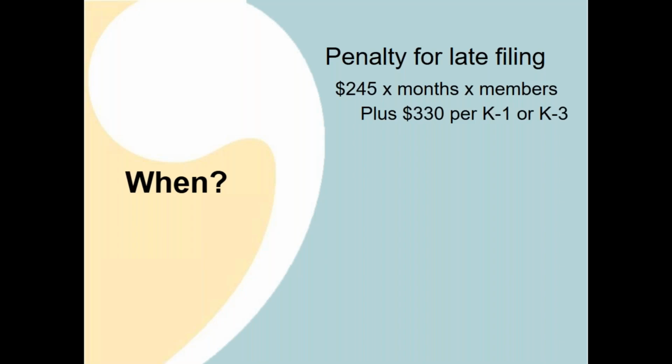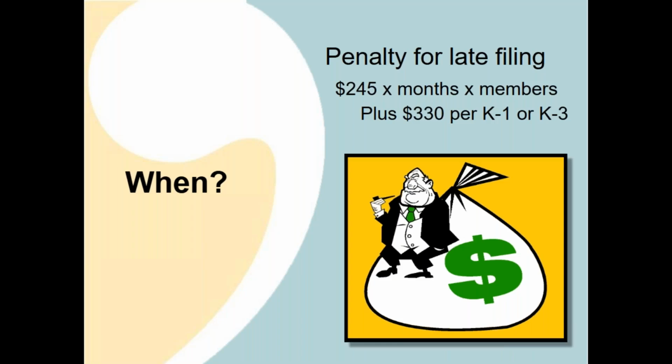Plus, there's a minimum $330 penalty for each failure to furnish a Schedule K-1 or K-3 to a partner when due, or for each K-1 or K-3 on which there is missing or incorrect information. This adds up quickly. Each year we get questions from clubs that have received tax bills for thousands or tens of thousands of dollars because they have failed to meet these requirements.